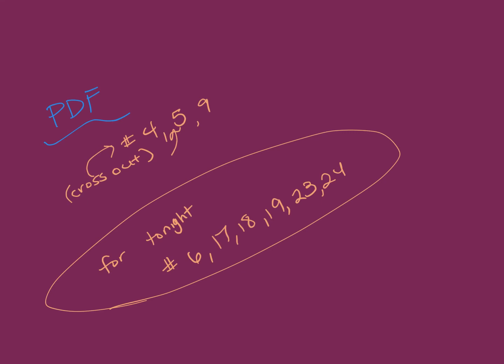So we do or don't do 6, 17? You will, but not tonight. So for tonight, skip 6, 17, 18, 19, 23, and 24, because you'll be confused. After tomorrow, you'll be able to do those. Just not yet.